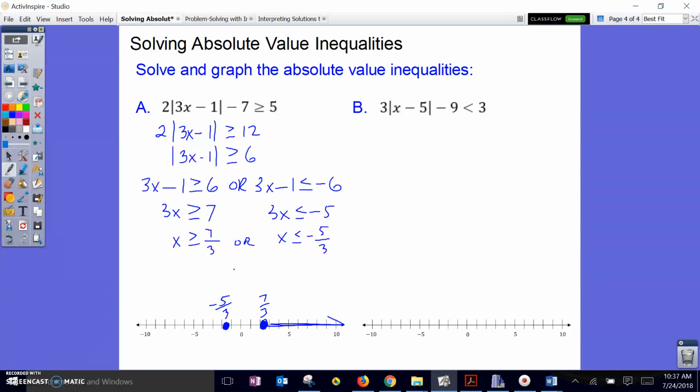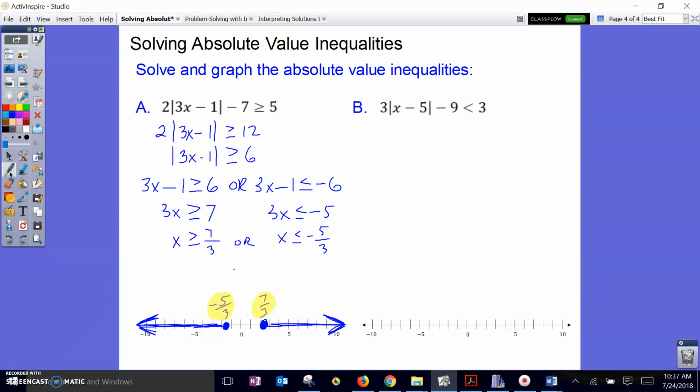And shade to the outside. By the way, if you have trouble recognizing where these numbers fall on a number line, just go ahead and break your calculator out, do that division, and see which two whole numbers that fraction lies in between.